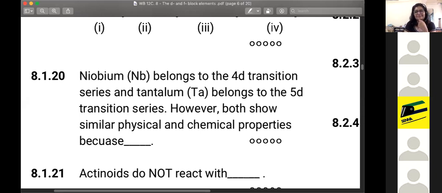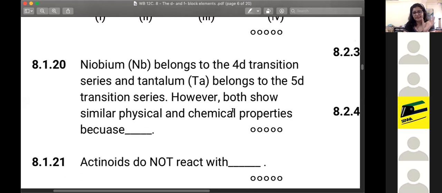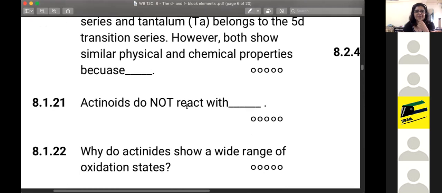Okay. Cool. So in short, lanthanide contraction, but if it comes for like 2 marks, or if it's not a fill in the blank, if they ask you to explain, or if it's a more descriptive question, then you can describe what lanthanide contraction is and how it results in similar physical and chemical properties. That's it. Yeah. Next.